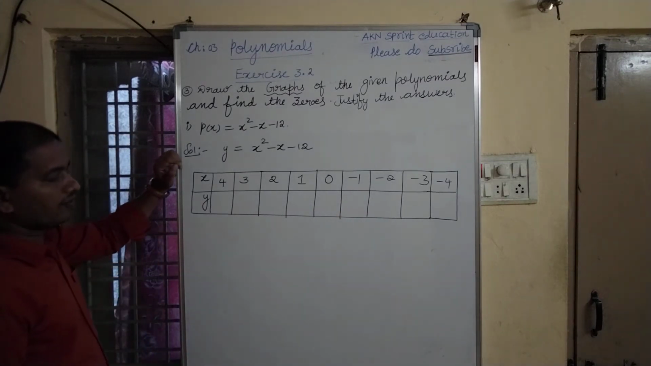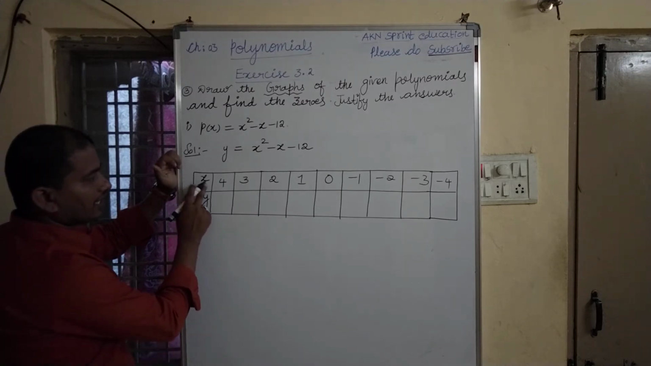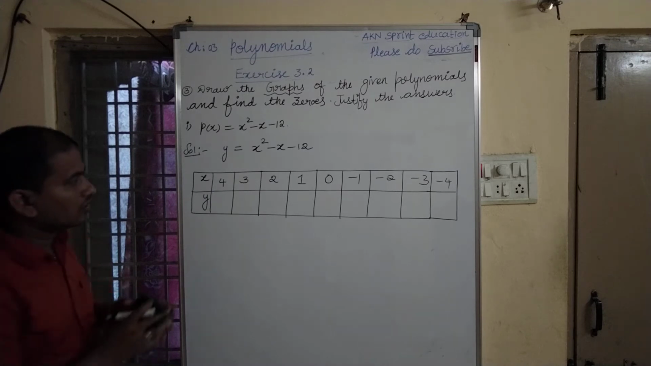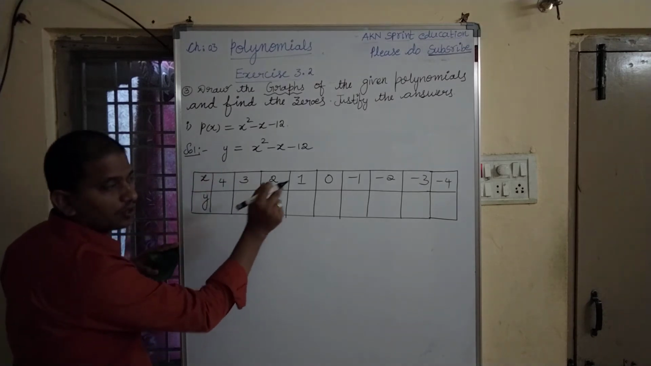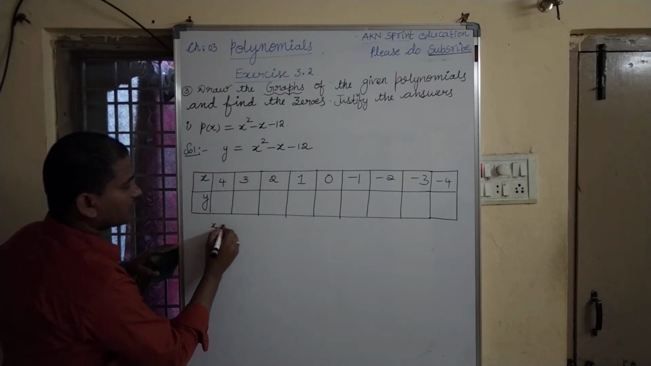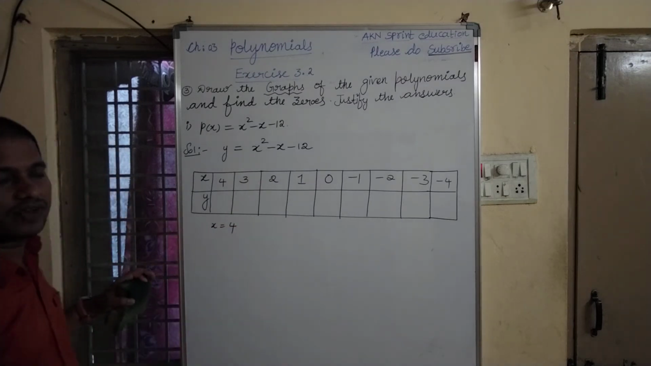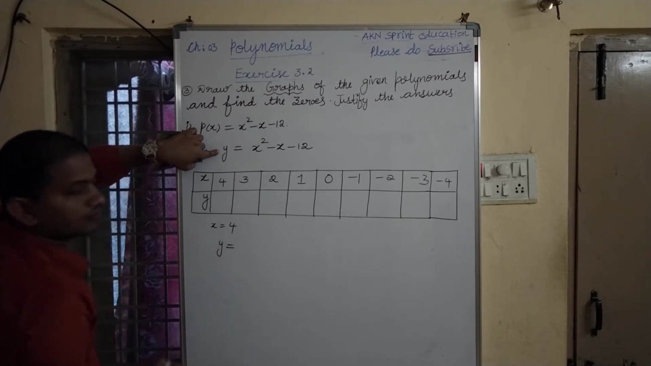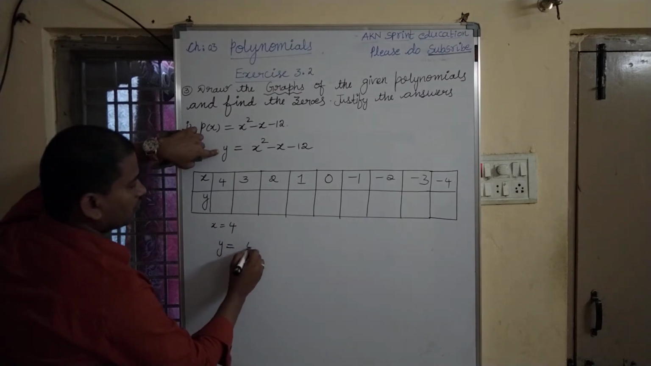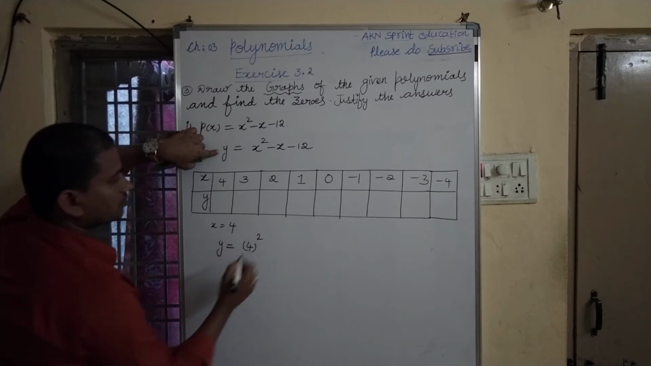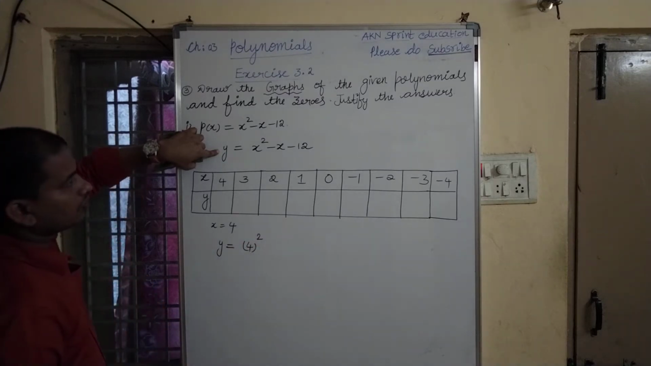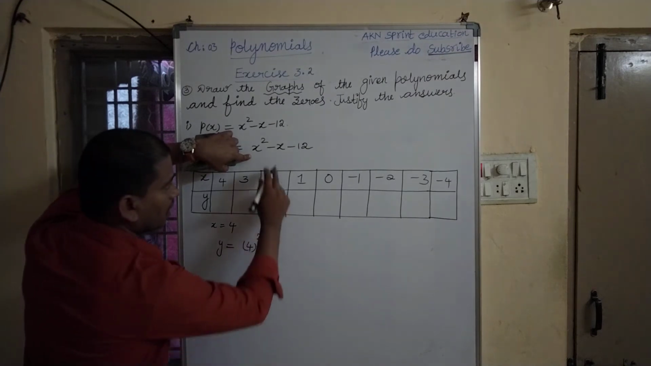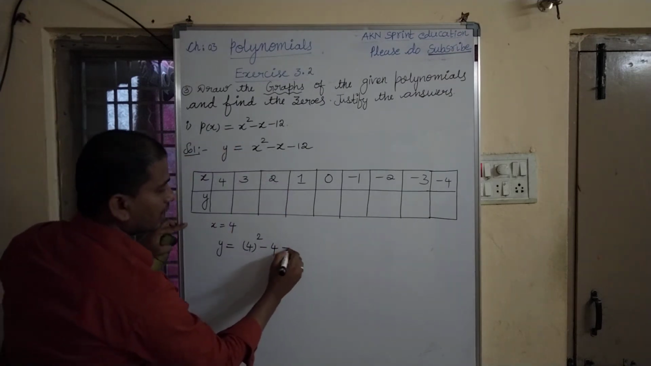Now first I will take x equal to 4. If I take x equal to 4, what is the value of y? Let us find out. So if x equal to 4, what is the value of y? That is y equal to 4 square minus 4 minus 12. In the place of x we have to write 4.